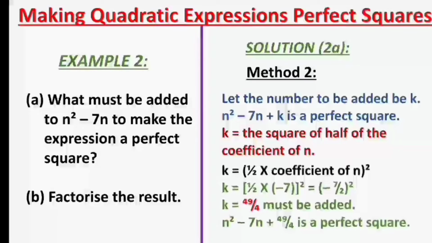That gives us k is equal to half times the coefficient of n, which is minus 7. So half times minus 7, all squared, will give us minus 7 over 2 all squared. k remains 49 divided by 4, which must be added to make the expression a perfect square. Take note, this answer agrees with what we got in the first method.